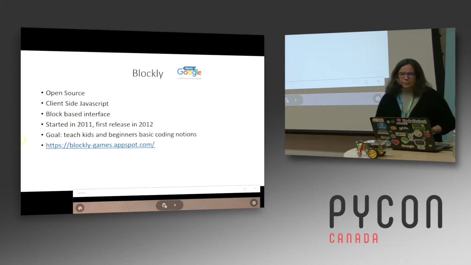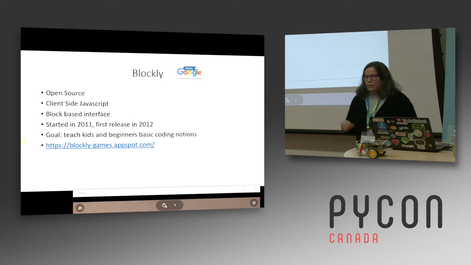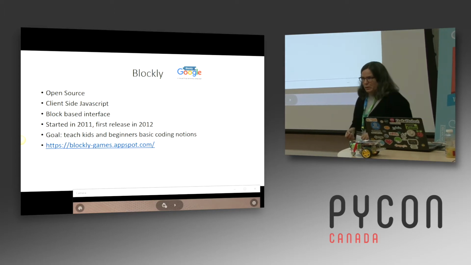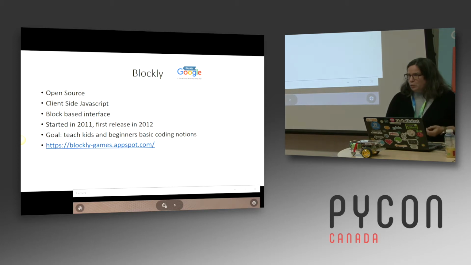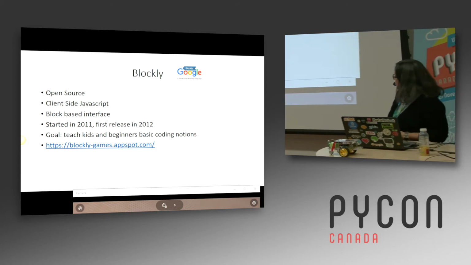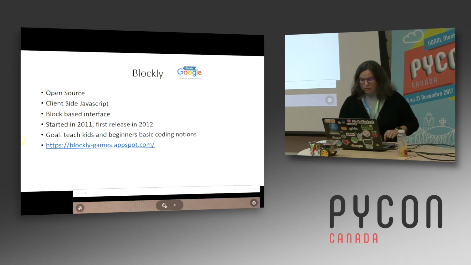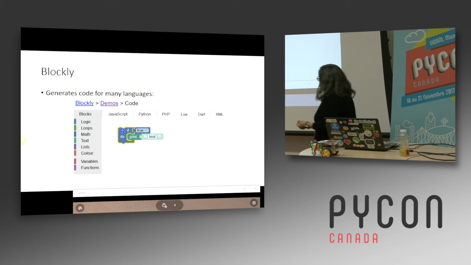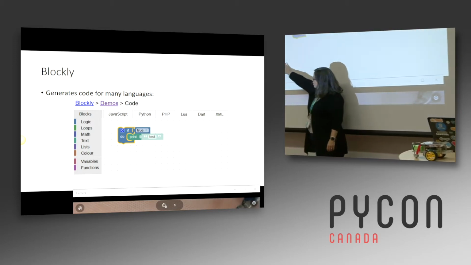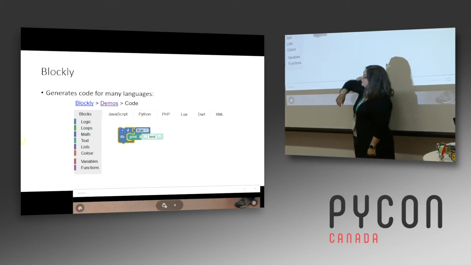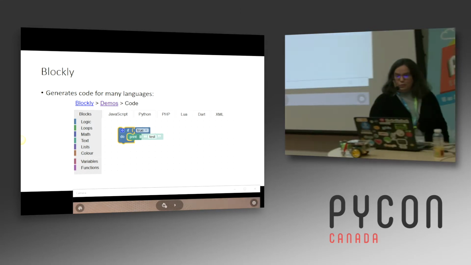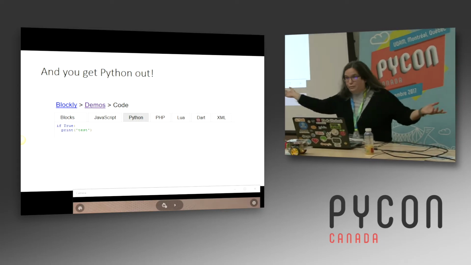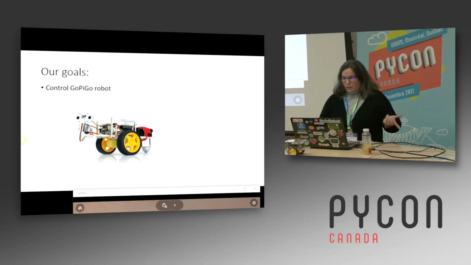So what is Blockly? It's created by Google, and it allows you to do front-end block-based programming, and you can put whatever code you want behind it. This is what Blockly looks like. You have a bunch of different categories, and there are blocks underneath. You drag the blocks over here, and then you can go to the Python tab, and boom, there's Python code, all done for you.